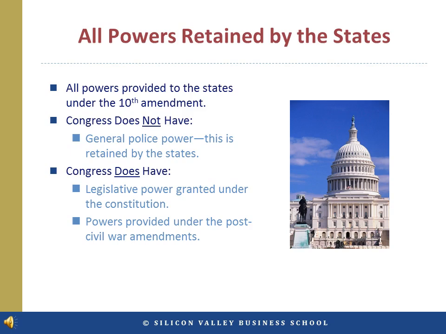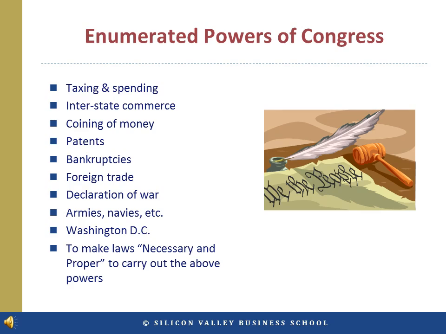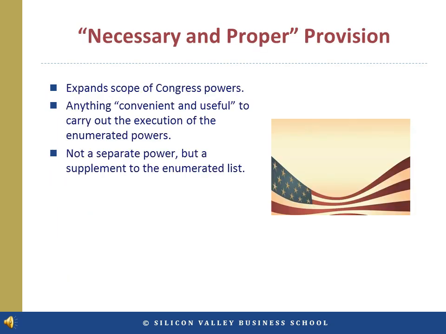Police powers are not enumerated, so are retained by the states. Congress does not have police power, so it cannot regulate in order to promote public health, safety, morality, welfare, or conduct of its citizens in the interests of the common good. Article 1, Section 8 enumerates the powers provided to Congress. These powers include matters such as the collection of taxes, regulation of interstate commerce, coining of money, patents, bankruptcies, armies, and the Admiralty.